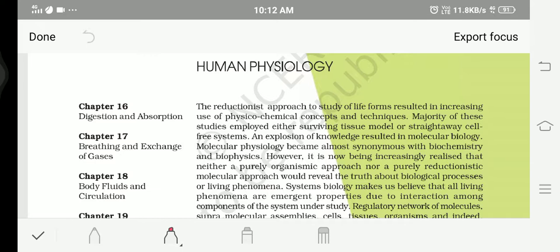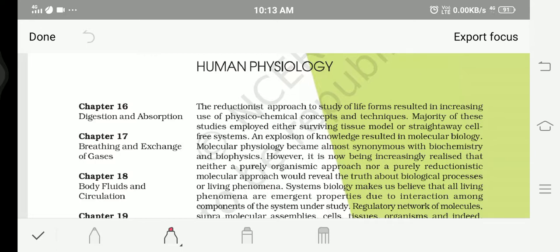Second chapter: Breathing and exchange of gases. In this chapter we study the mechanism of respiration, that is, the exchange of gases. How our lungs or respiratory system receive the oxygen gas, how our respiratory system exhales or sends the carbon dioxide outside the body, how the breathing process takes place. Such concepts we are going to study in this chapter.